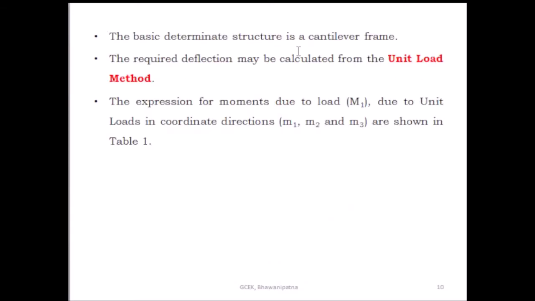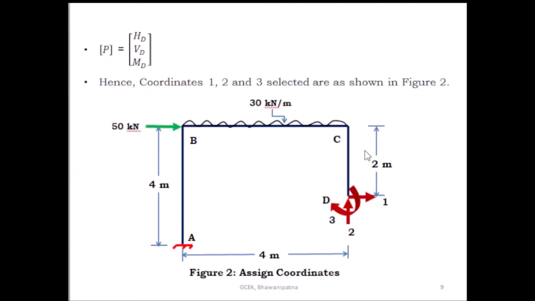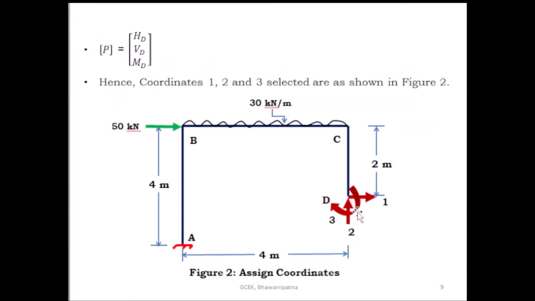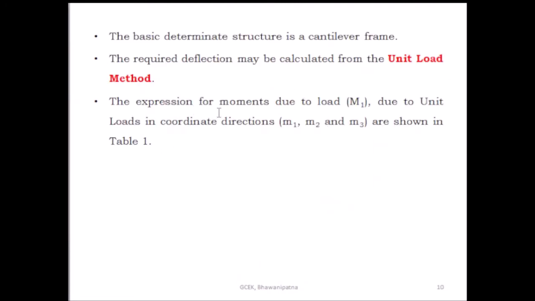The basic determinate structure is a cantilever frame. The required deflection may be calculated from the unit load method. So here we will apply the unit load method to find the deflection at coordinates 1, 2, 3. The expressions for the moment M due to the load, and due to the unit loads in the coordinate directions, M1, M2, M3, are shown in table 1.